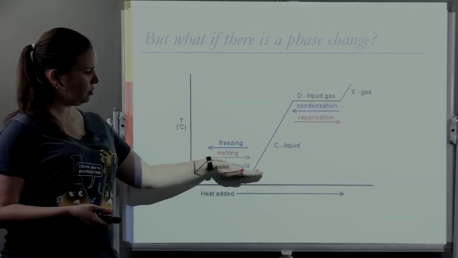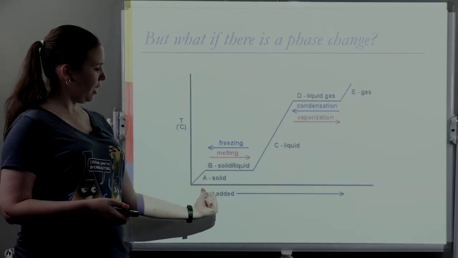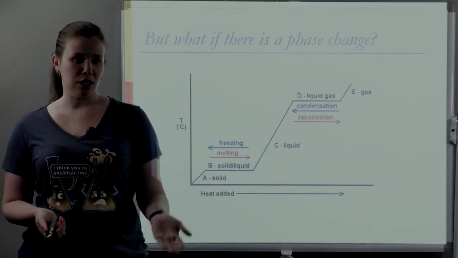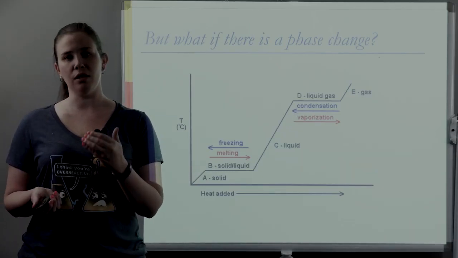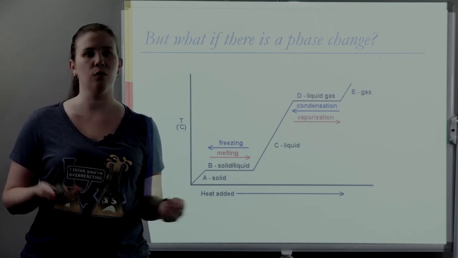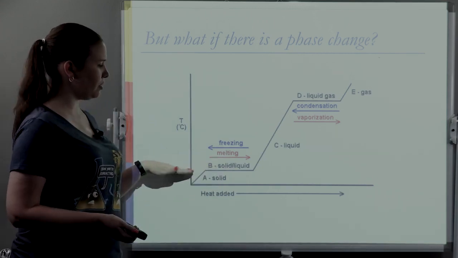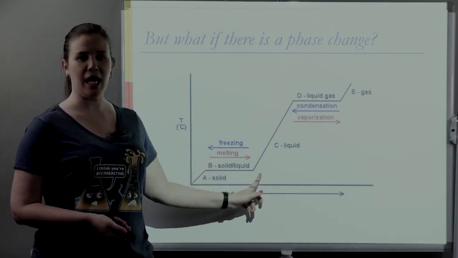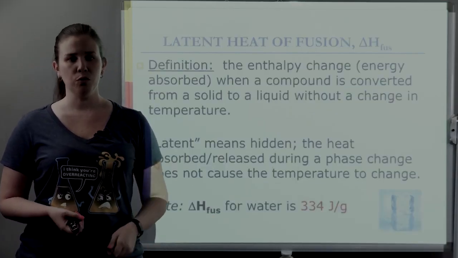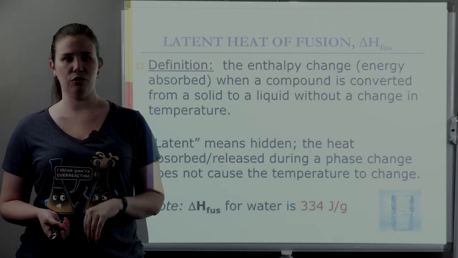Actually, let's go back here. These plateaus indicate I am adding heat, but not getting a temperature change. That's because the heat energy is being used to weaken or break the intermolecular forces instead. Conservation of energy, right? It can only do one or the other. So although there's not a temperature change, there is heat being added, and we need to know how much energy that takes per gram. So first we're going to look at something called the latent heat of fusion.